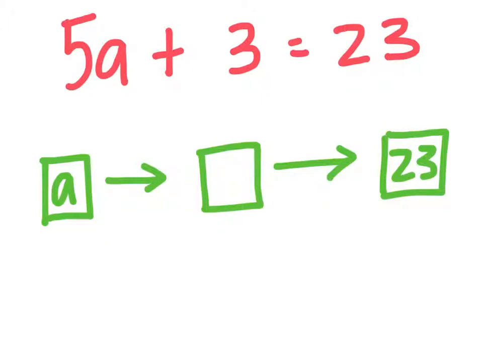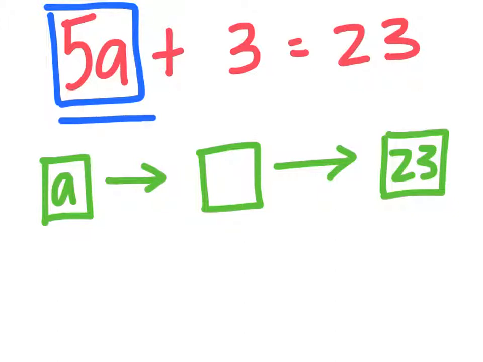So we're going to solve this equation for a using backtracking. So I have 5a plus 3 equals 23. Now in my backtracking, I start with the unknown variable, so the thing I'm trying to solve, so a. And in the last box, I have the answer. So I know this expression here equals 23. So I have a multiplied by 5. So a is multiplied by 5.